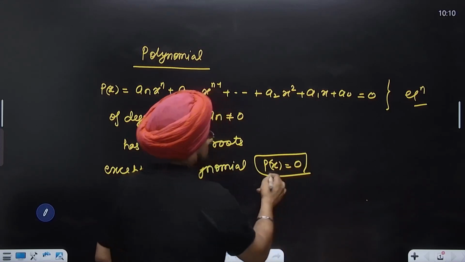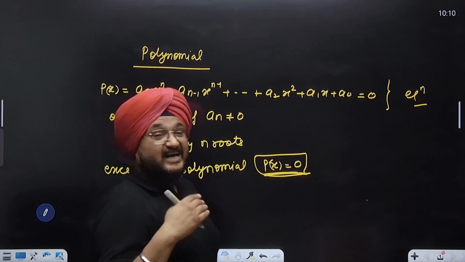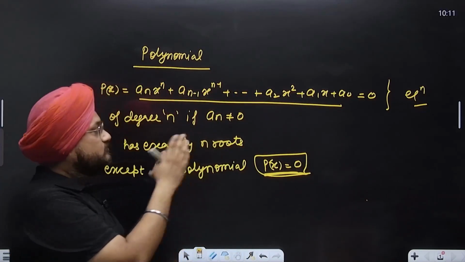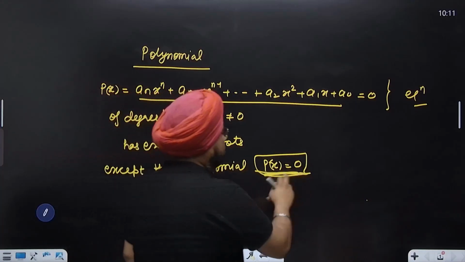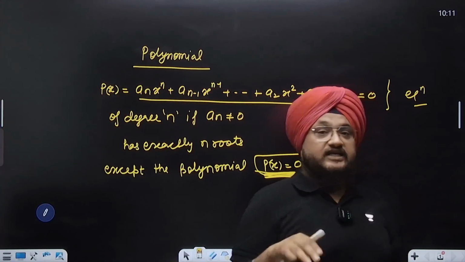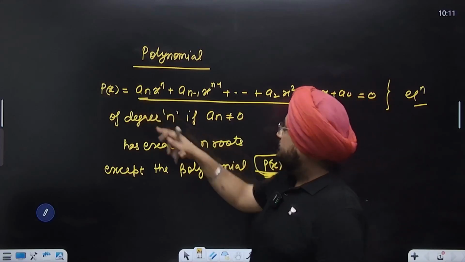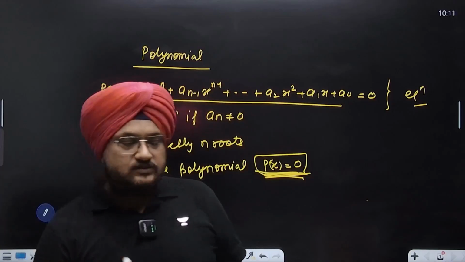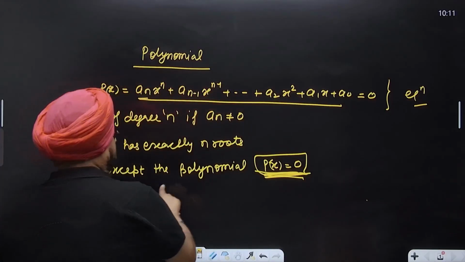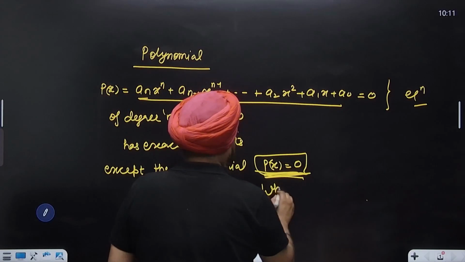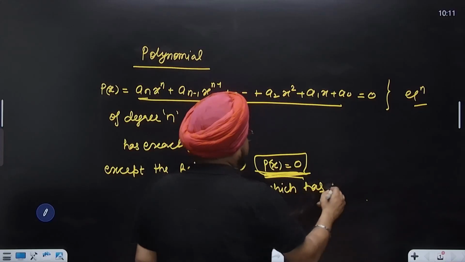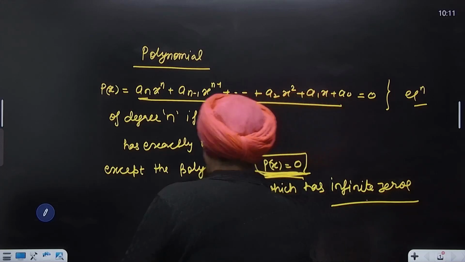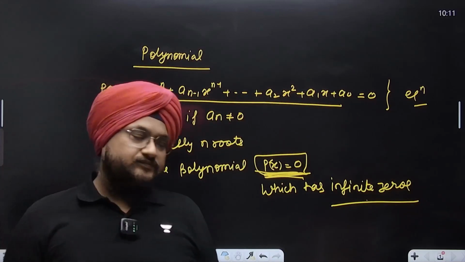If p(x) equal to 0 is a polynomial, then it has infinite zeros. Otherwise, a polynomial has n zeros, or we can say p(x) equal to 0 has n roots. But for the polynomial p(x) equal to 0, its degree is not defined, because all the coefficients are 0. So except the polynomial p(x) equal to 0, which has infinite zeros, every value of x satisfies this equation.